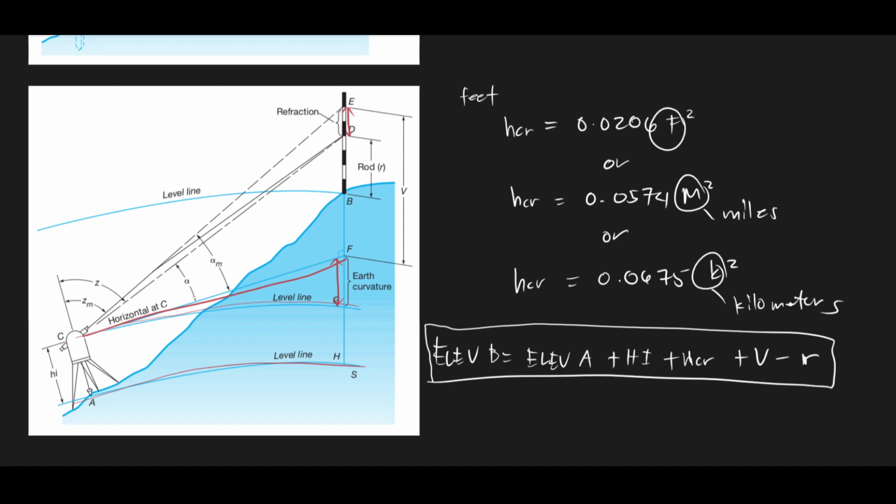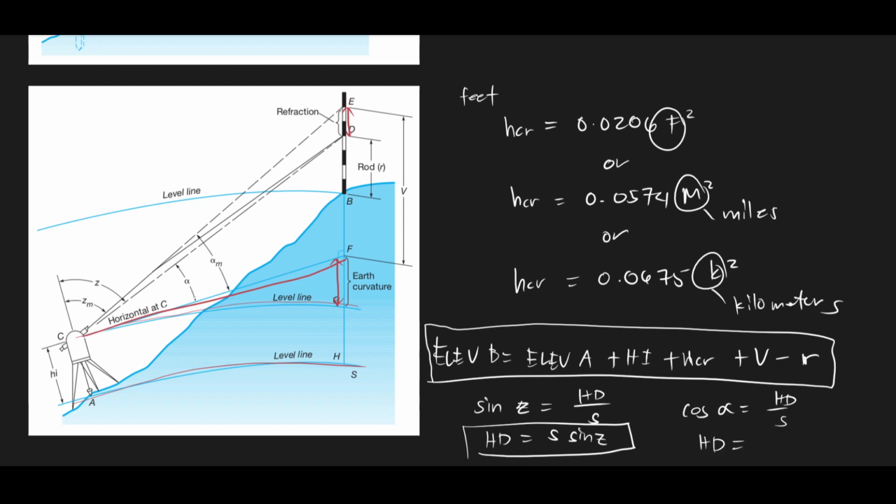Okay, so if you also want to find the horizontal distance, you just use SOHCAHTOA as well. If you want to use the zenith angle, then sine Z is equal to the horizontal distance, which is the opposite, over the hypotenuse, which is S. So the horizontal distance would be S sine Z. Now if you want to use the altitude angle, then you can use cosine for that. So cosine of alpha is equal to horizontal distance all over S. So you have HD is equal to S cosine alpha. Okay, so this is what you're going to use for the computation of HCR.